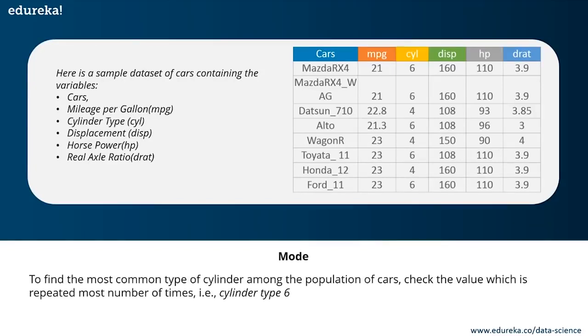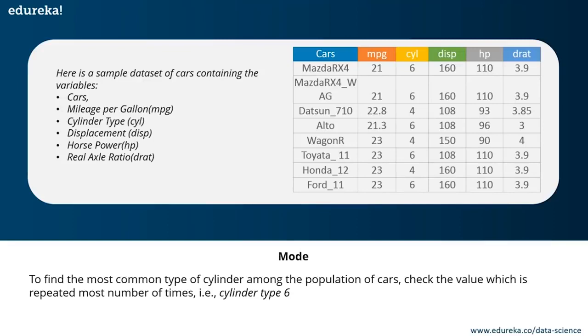Here we can see that the cylinders come in two types. We have cylinders of type 4 and cylinders of type 6. So take a look at the data set. You can see that the most recurring value is 6. We have 3 type 4 cylinders and 5 type 6 cylinders. So our mode is going to be 6 since 6 is more recurrent than 4.